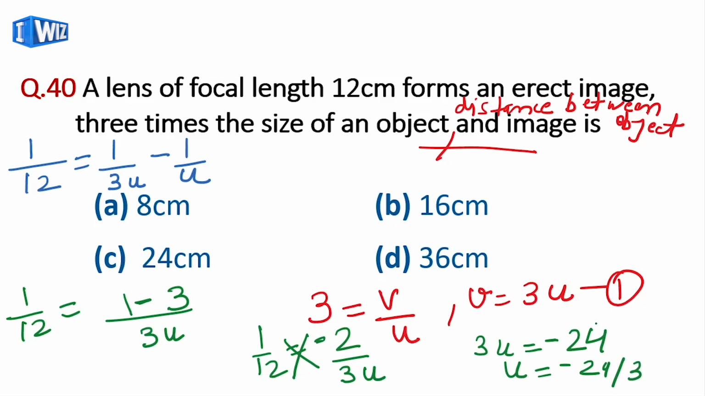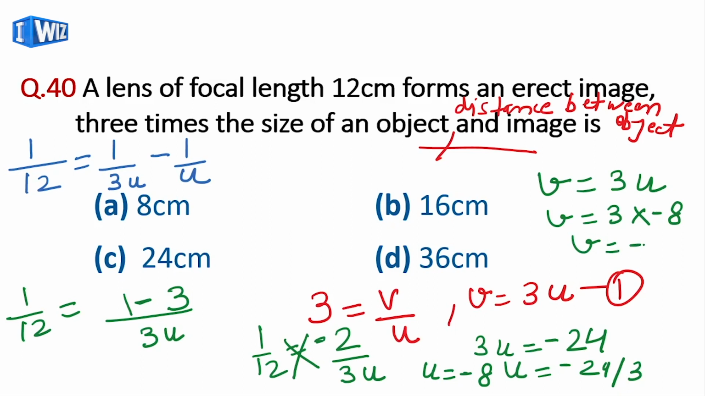24 by 3 is how much? Minus 8. U is minus 8. And you found the value of U, that is minus 8, and V was already 3U. So V is, just put the value of U over here, minus 8. So V is minus 24.